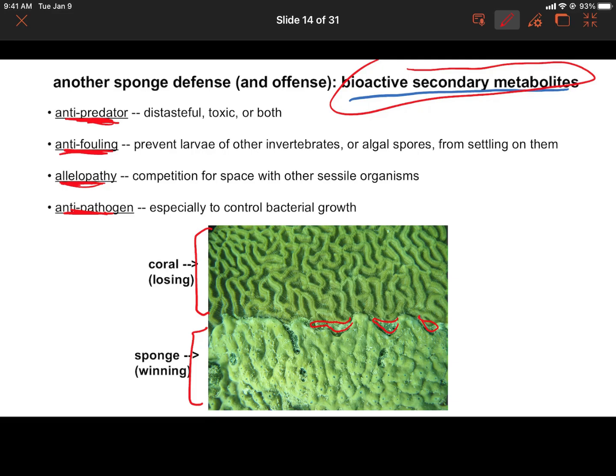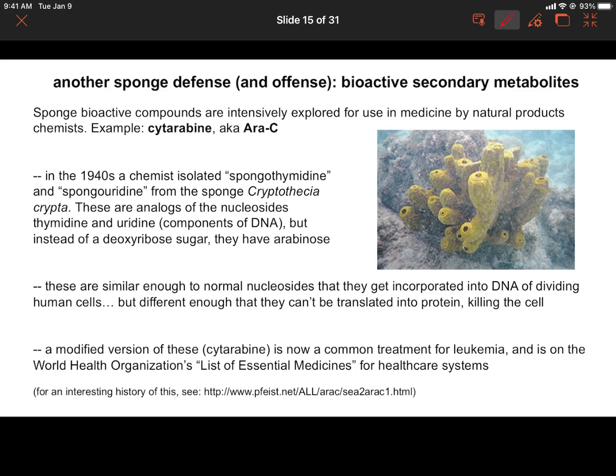Okay, this is actually really important to humans because sponges make so many bioactive secondary metabolites that people prospect in sponges for chemicals that might be useful in fighting cancer or other things. And so there are numerous approved drugs that were originally derived from sponges, and there are many more in trials. Let me just point out one key one. That is this drug called cytarabine, which is a modified version of a sponge chemical that was called spongothymidine and spongouridine. So two different chemicals taken from this sponge, Cryptothecia crypta.